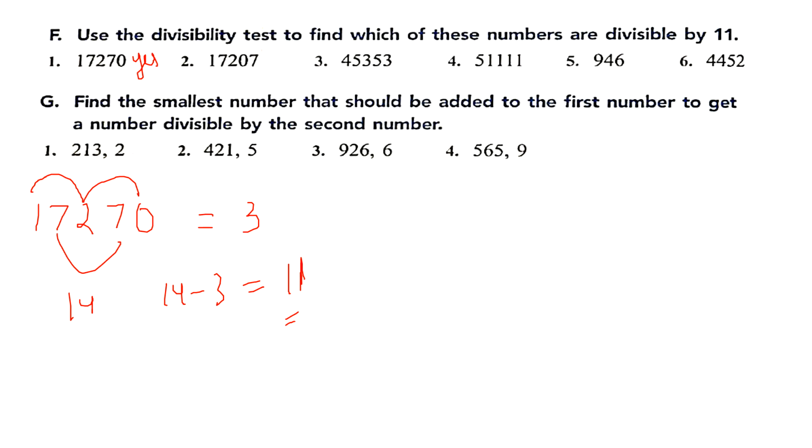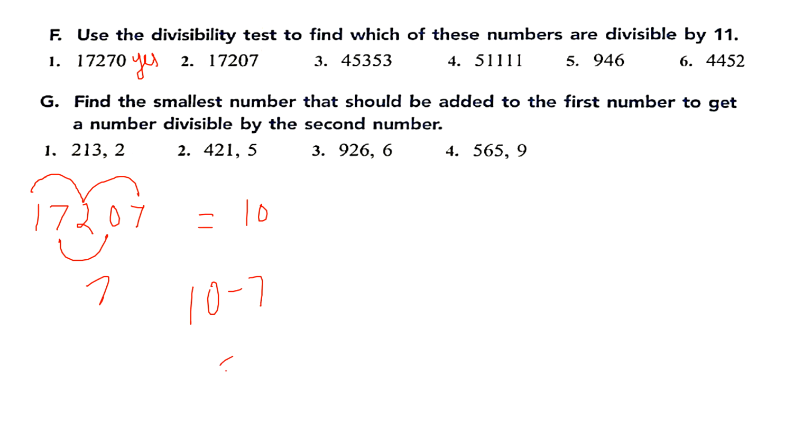Now let us do the second one. 17207. Okay, 17207. So same thing you have to do. We just have to add the alternate digits. Okay. So 1 plus 2 is 3. 3 plus 7 is 10. And 7 plus 0 is 7. Subtract it. 10 minus 7 is 3. So you see this is 3 and we should be getting ideally 0 or 11 once we subtract the alternate sums of the number. Okay. So this is not divisible by 11.